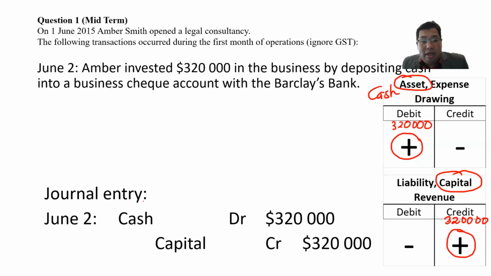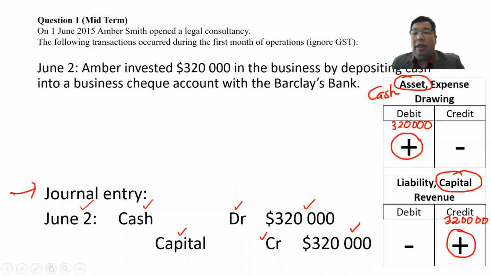So for cash, put the date. You need to put the date because the date is important. Cash is the account; what is the action you need to do? You're going to debit 320,000. The next account will be capital. You don't need the date anymore, and you're going to credit 320,000. So this is what we call a journal entry.